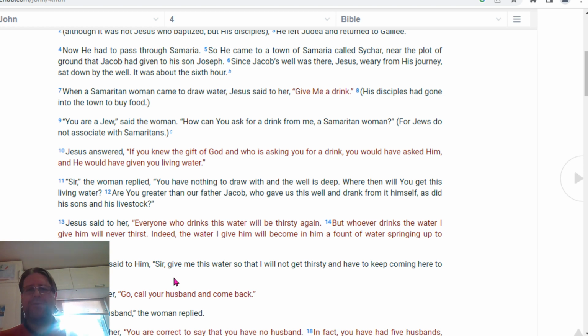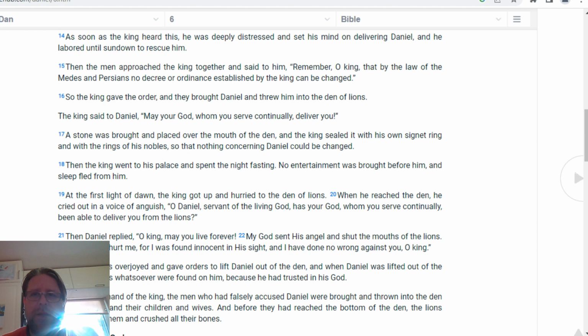So again, we have the picture, the Son, the Aleph Ben, the Son of God, sitting beside the well, talking about rivers of living water flowing out. Okay. And this is where the Samaritan woman, the Gentile woman, figures out that Jesus is the Messiah. Are you the promised one? Okay, let's go on. This is Daniel 6.